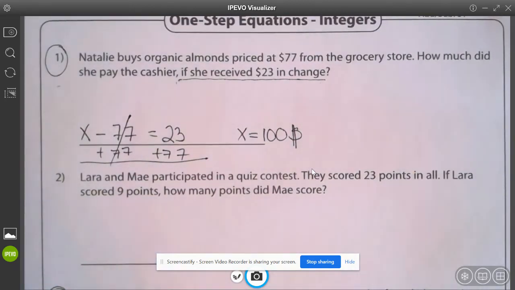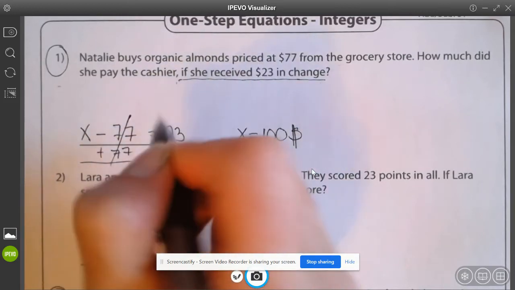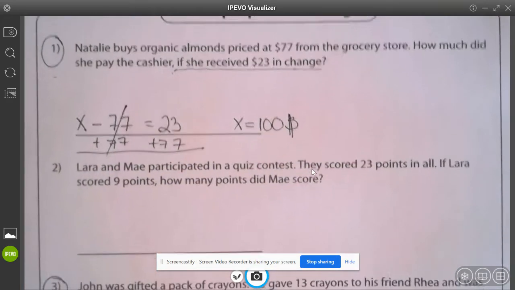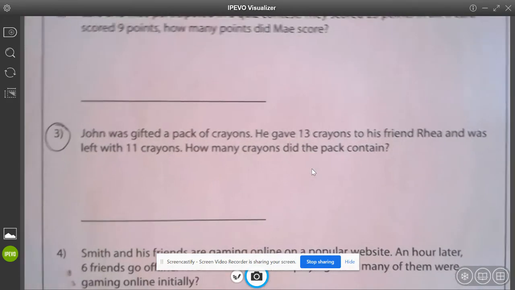All right. So the first thing that we're doing is definitely writing our equation, and then we're solving for it. Okay. All right. So I'm going to leave you number 2. I'm going to do number 3.